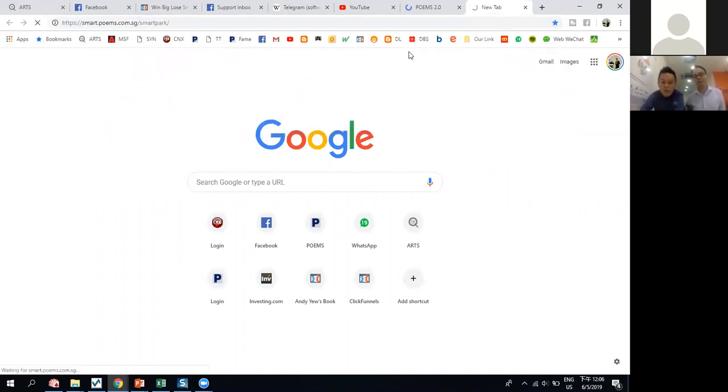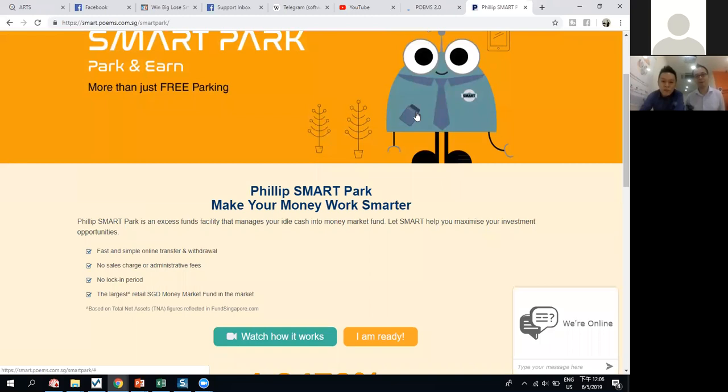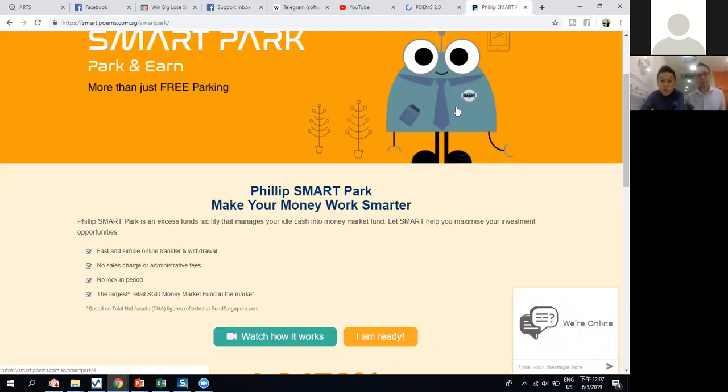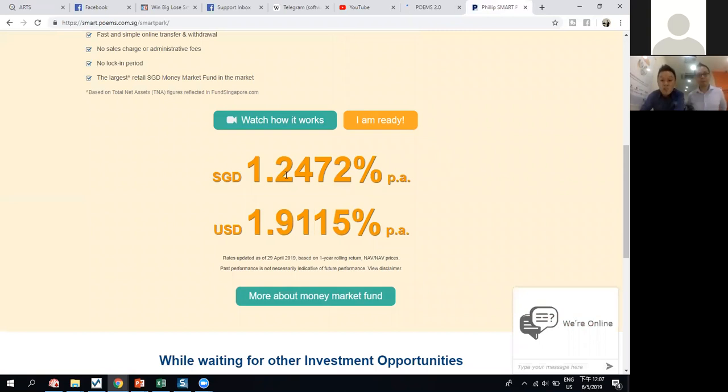In the money market fund, what you would get out of this MMF is an opt-in. Usually we always opt in our clients upon opening the account. So if you are in, this will be a yes. If you opt out, it will be a no. This is what we call the Philip Smart Hub, where your money works harder. Right now the returns of this money market fund for 1 year is 1.2472% per annum. Elijah, what do you think?